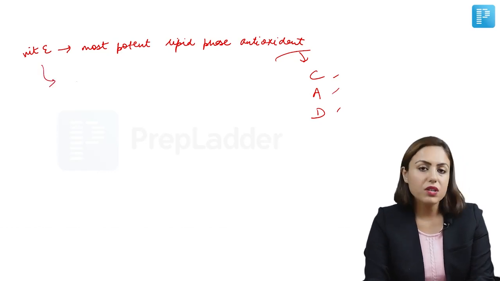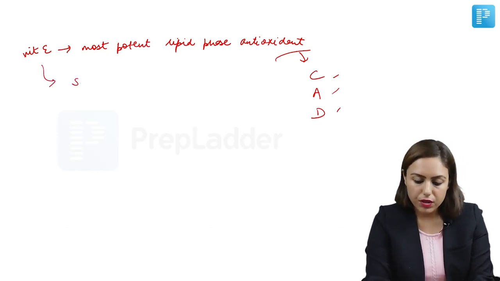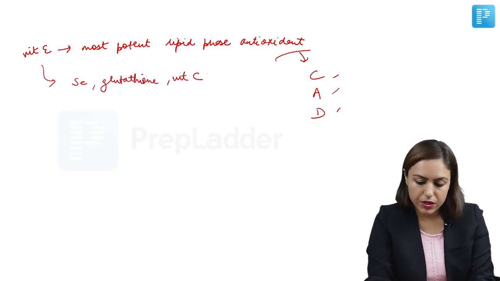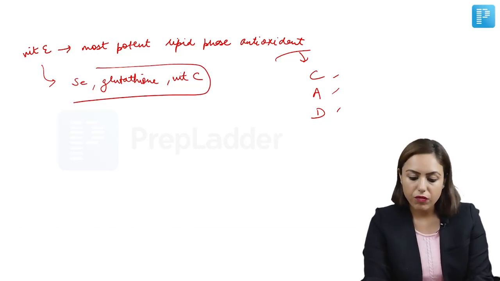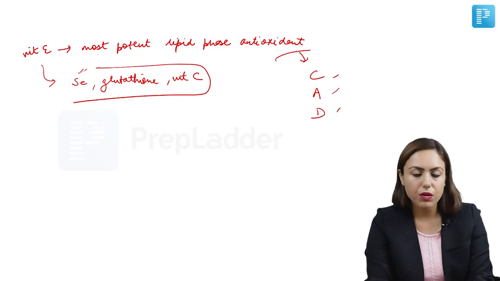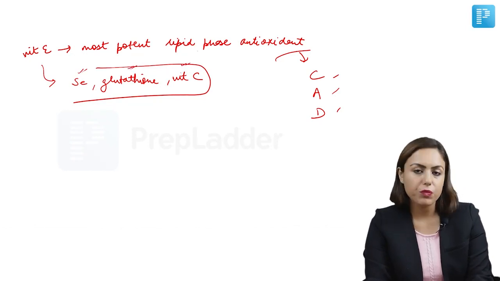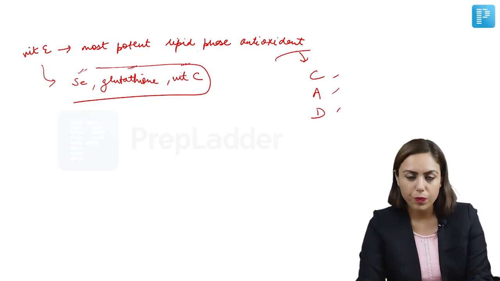Now, vitamin E works synergistically with selenium, glutathione, and vitamin C in its antioxidant role, okay? I repeat, vitamin E works with selenium, mineral, glutathione, and vitamin C for its antioxidant role, right?